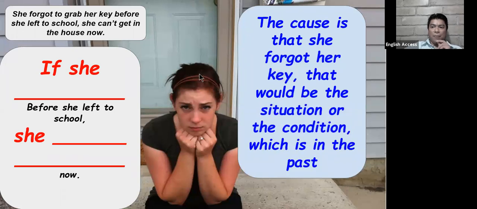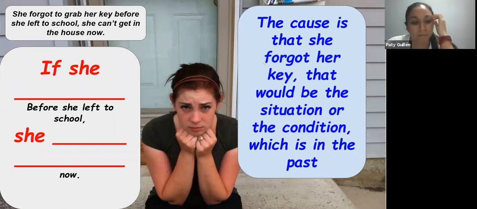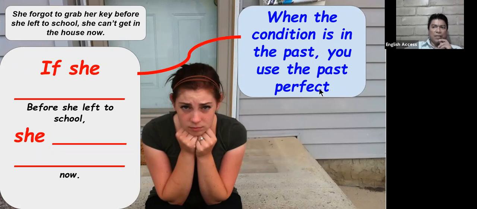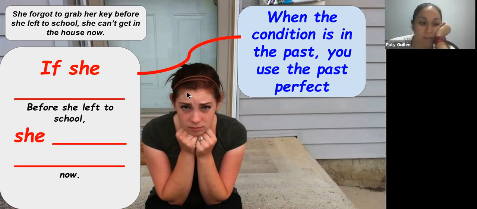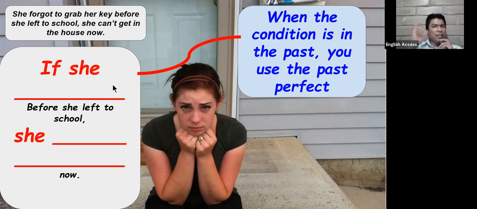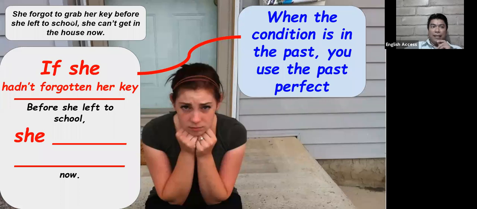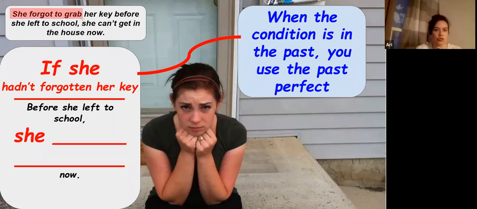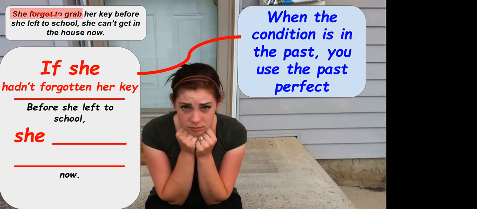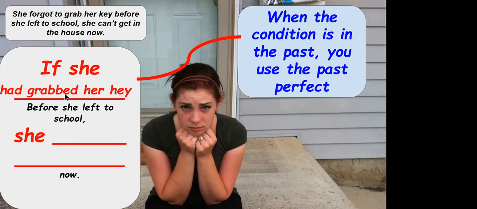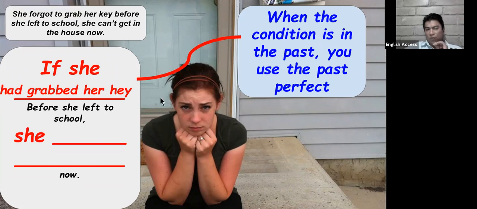So, is it in the past or in the present? In the past. She forgot in the past. So, when the condition is in the past, you use the past perfect. If she hadn't forgotten her key. But in this case, we have two verbs. If she had grabbed her key before she left to school.